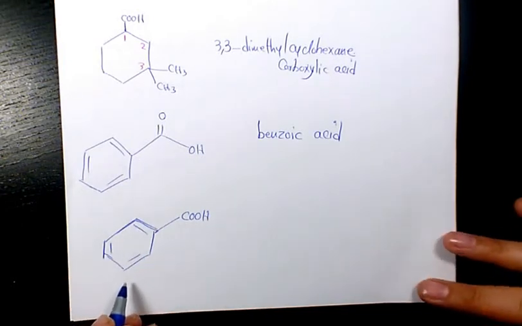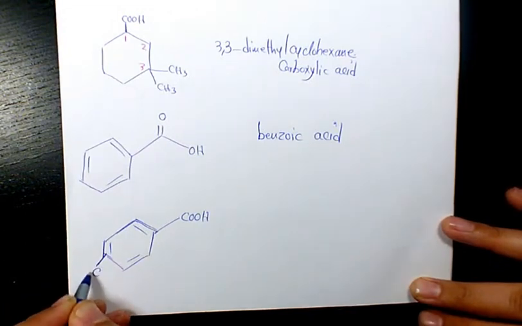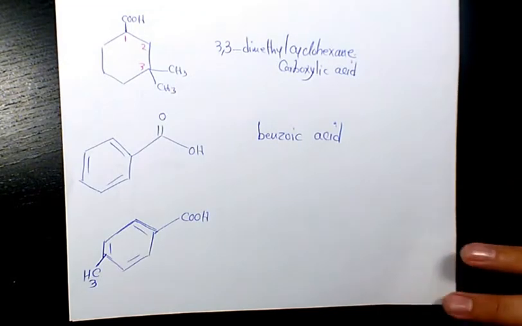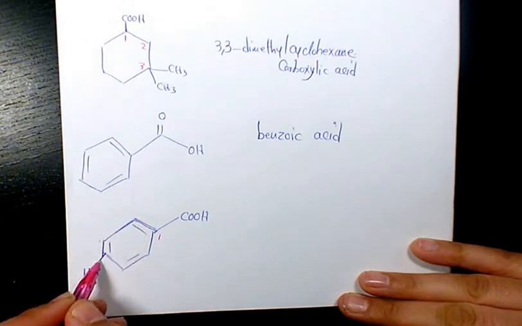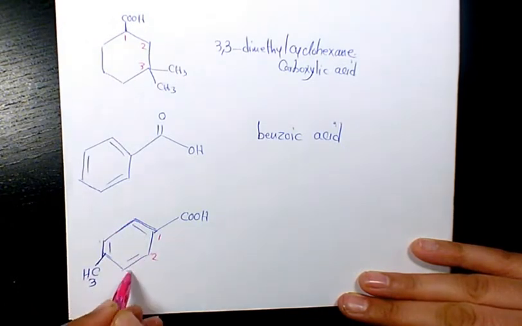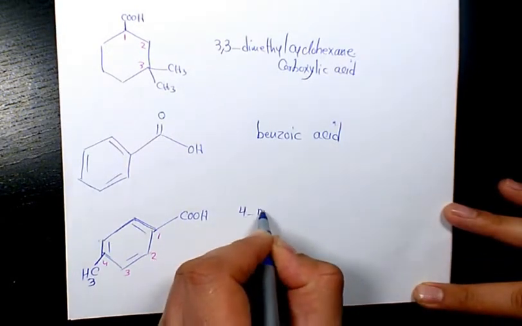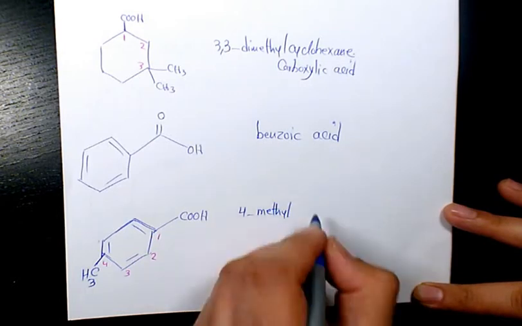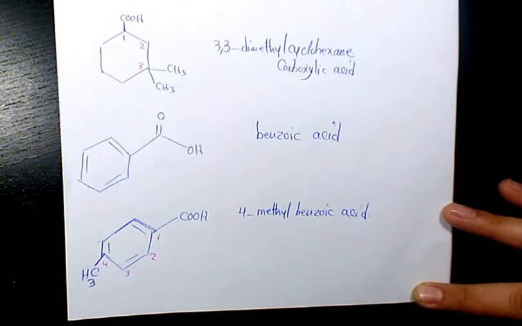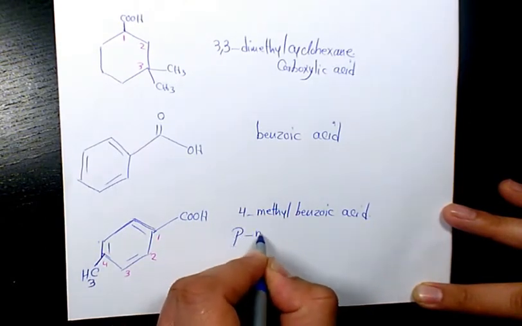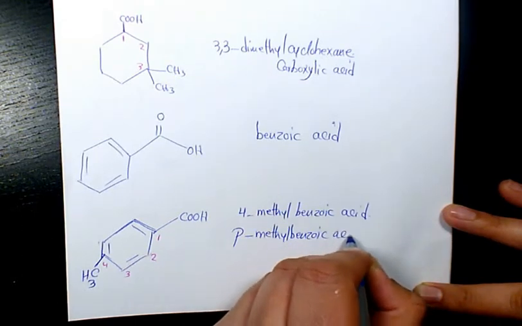But if you have something like, let's say CH3 in here, we can call it 1, 2, 3, 4, or 1, 2, 3, 4, doesn't matter. We can say 4-methylbenzoic acid, or we can say para-methylbenzoic acid.